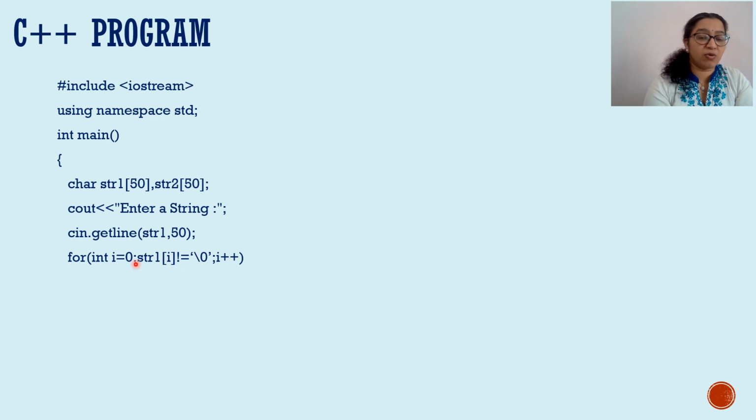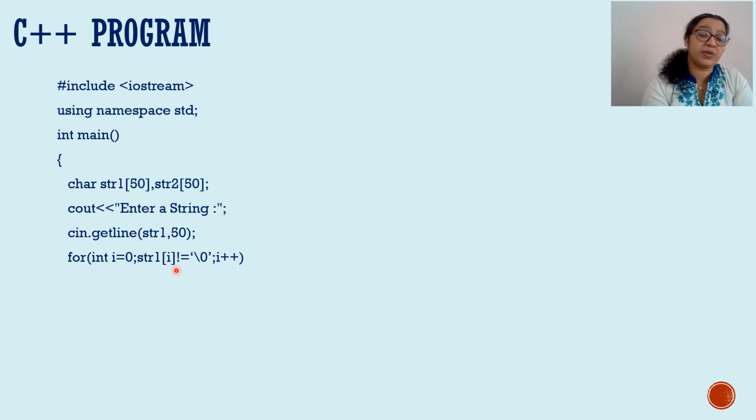So from the 0th position onwards we want to move on. Just see the for loop style. For, then in brackets, int i equal to 0 initialization. Then str1 of i, so the first string of i, meaning of the 0th position, not equal to \0. We are checking there: is it \0? If it is not \0, that means there is a character. So what do we want to do? Yeah, we want to copy that character to str2.